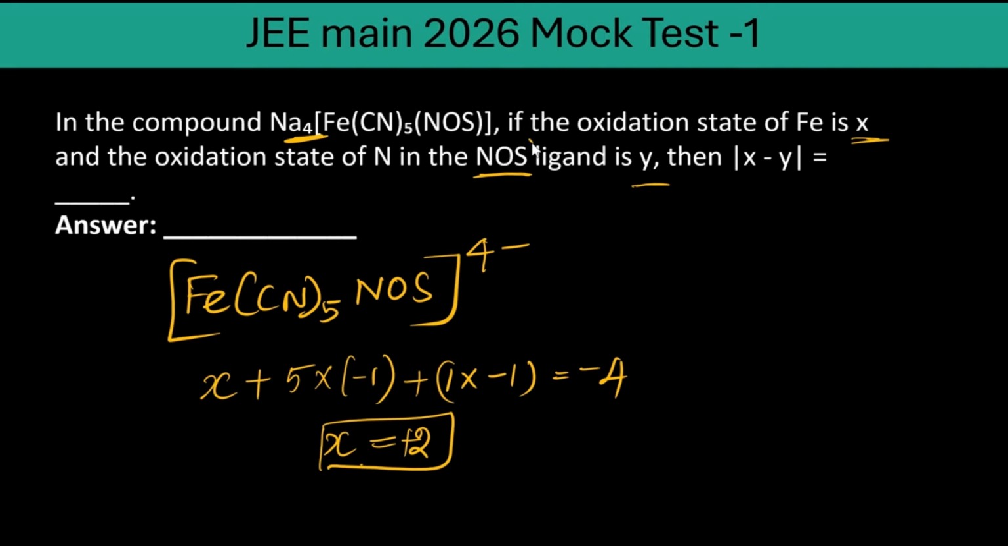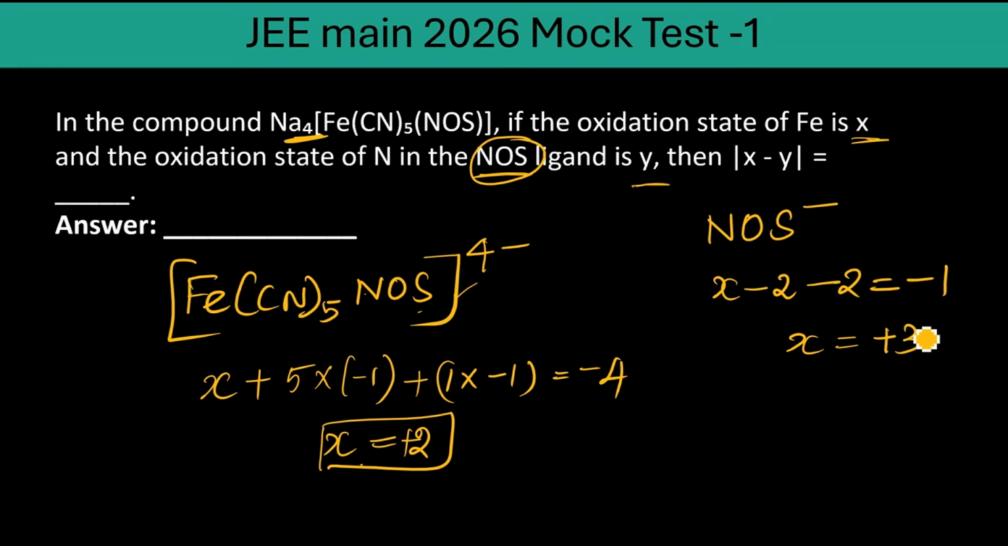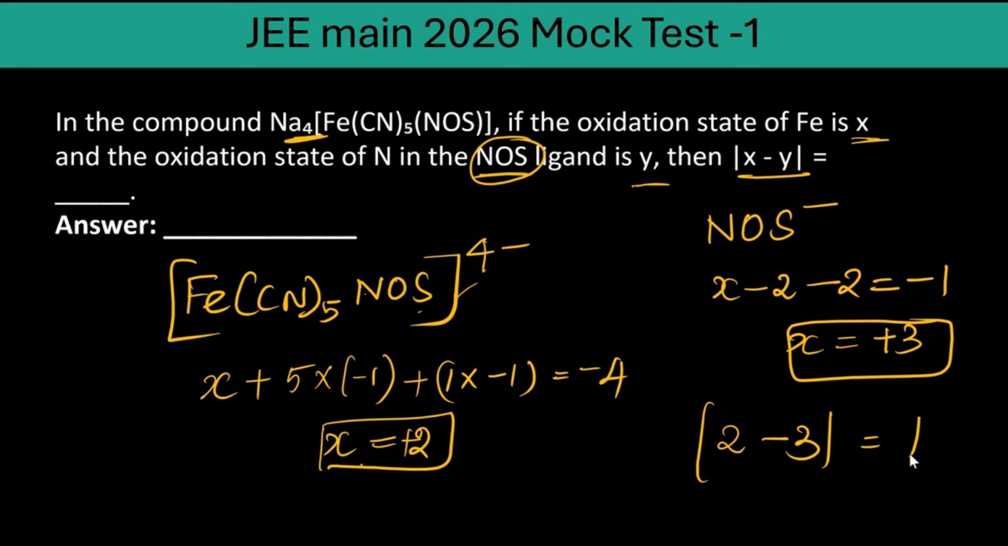What about Y? Y is the nitrogen oxidation state. NOS is basically formed from NO plus and sulfide. Okay, so I'm just substituting the values over here. X, oxygen is minus 2, oxide. Sulfide, that is 2 minus, that is equal to minus 1. Here we took minus 1 only, right? So totally it will be plus 3 oxidation state. Nitrogen will be in plus 3 oxidation state. So X minus Y, that is 3 minus 2, with the modulus, the answer becomes 1 to this question.